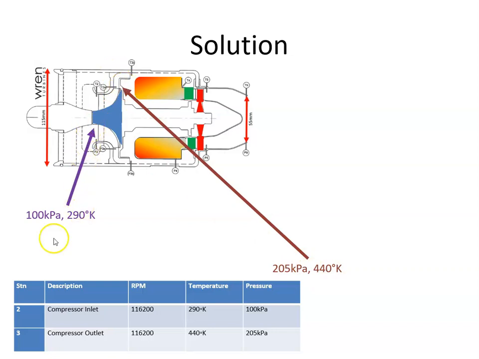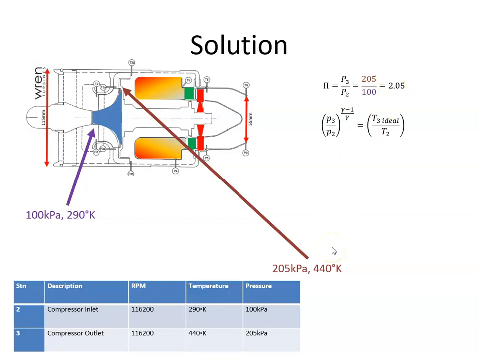Okay, so we're told that the pressure at station 2, so station 2 is the compressor inlet, is 100 kilopascals at 290 degrees Kelvin. So that's what we have here. And at the compressor outlet, actually should be here, this point here, T3, it is 440 degrees Kelvin and 205 kilopascals. So the compression ratio then is P3 to P2, so that's 205 divided by 100, so that's 2.05.